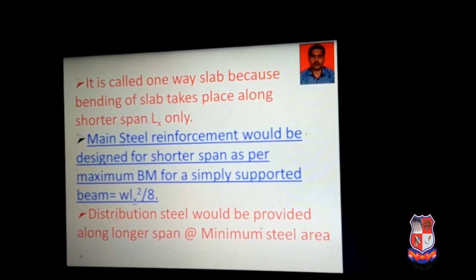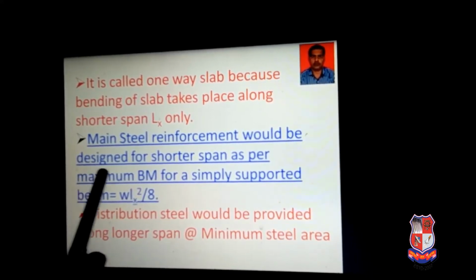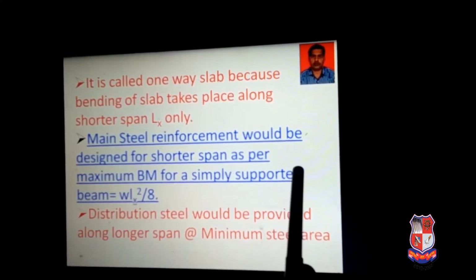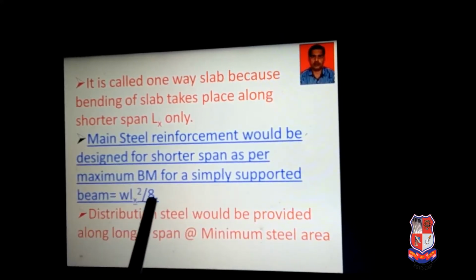Since it bends, to take care of the tensile stresses developed in the slab, there is a provision to provide main steel reinforcement along the shorter span, as per the maximum bending moment for a simply supported beam type, which is equal to W L square by 8. Here in the one-way slab case, it will be W Lx square by 8. So accordingly we will design the main steel.